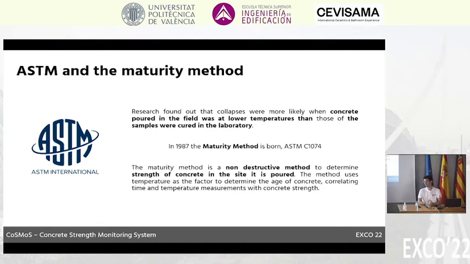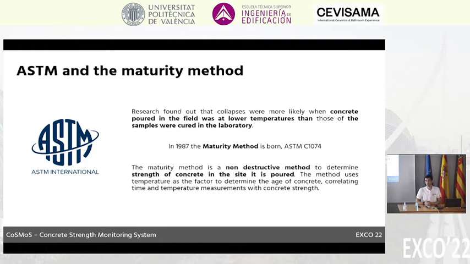And almost 10 years later, nearly in 1987, the American Society for Testing and Materials released what is called the maturity method, which is published under the standard ASTM C1074. Basically, the maturity method, for the ones that don't know it, is a non-destructive concrete testing method, which is used to assess concrete strength.